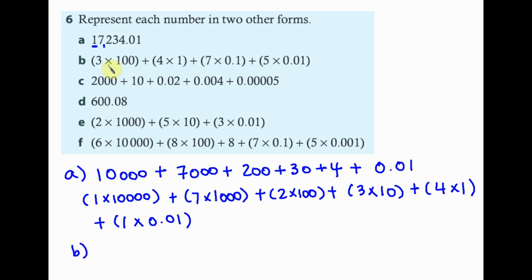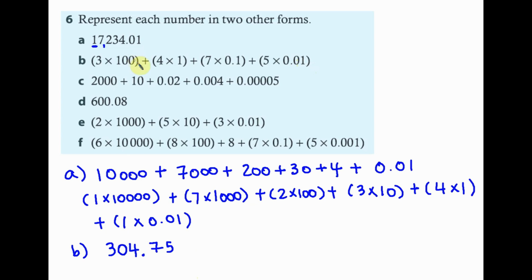Part B, if they already wrote in expanded form, well, first you could just write in number. You have 3 times 100, so that's 300, and it looks like you're skipping tens, so I don't have any number for tens, but you have 4 times 1, which is 4. You have decimal values, so from here, you put the decimal point. Now 7 times 0.1 is 0.7, and then your hundredth value is 5.